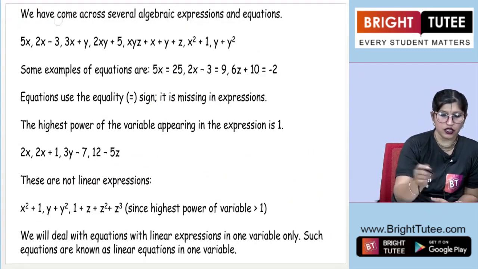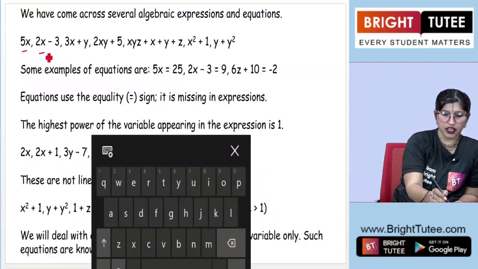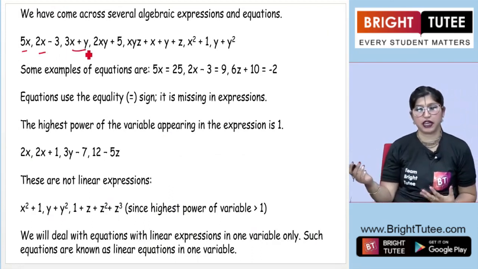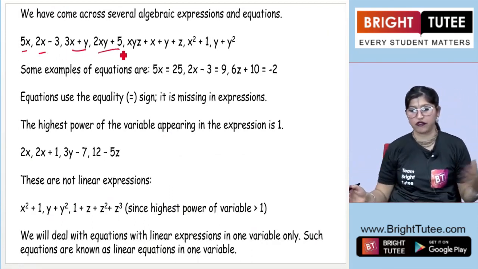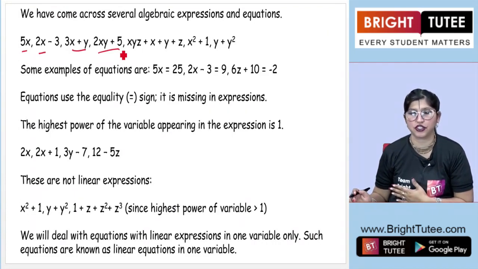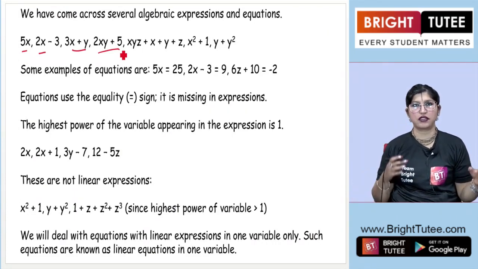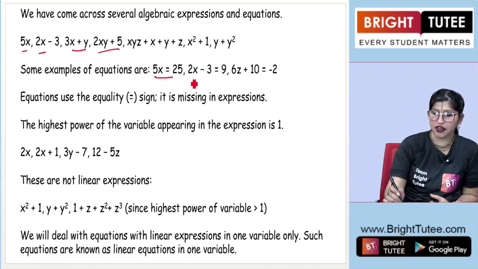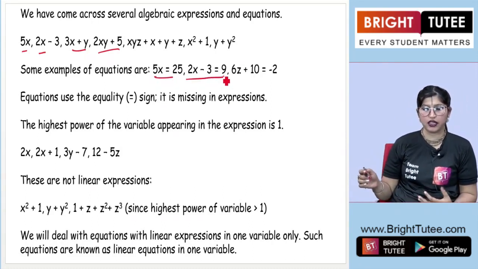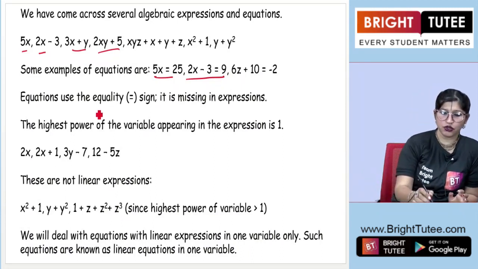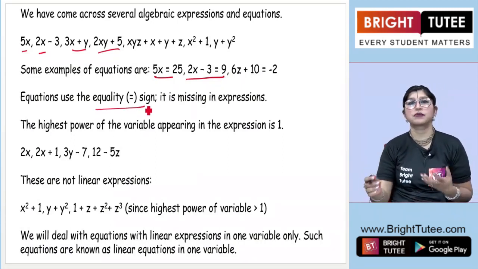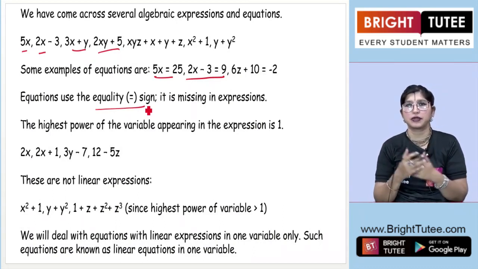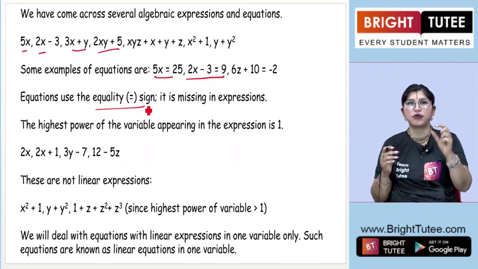Now over here, let's say 5x, 2x, 3x plus y, 2x minus 3, 2xy plus 5. These all are algebraic expressions. And we know that there are some examples of equations. Let's say 5x equals 25, 2x minus 3 equals 9. So equations use the equality sign, which is missing in expressions. There is one difference between expression and equation, that is the equal to sign.